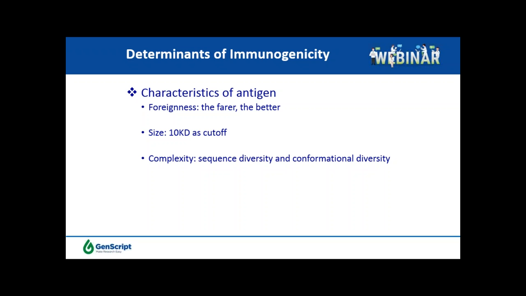For example, lipopolysaccharide is considered to have low immunogenicity due to the long and repetitive fatty acid chains. Peptide linkers such as the GS linker also come with extremely low immunogenicity, and that is one of the reasons it is extensively used in protein and antibody engineering.